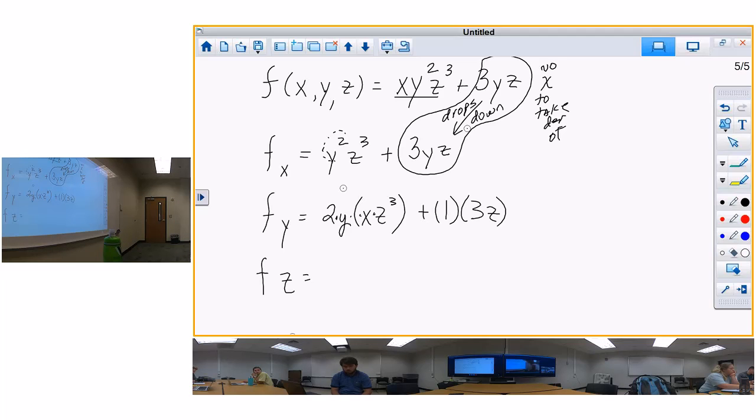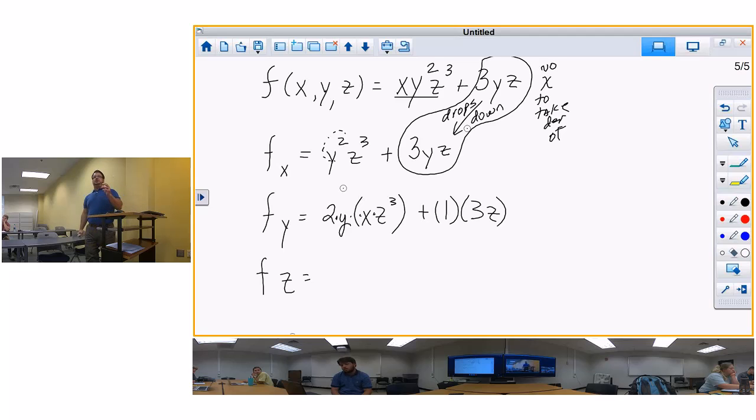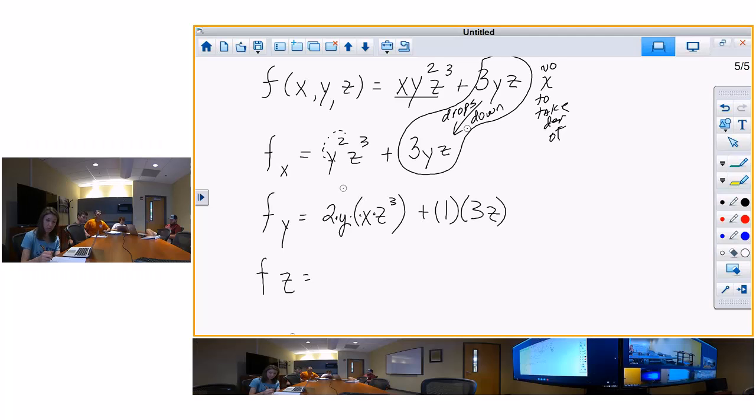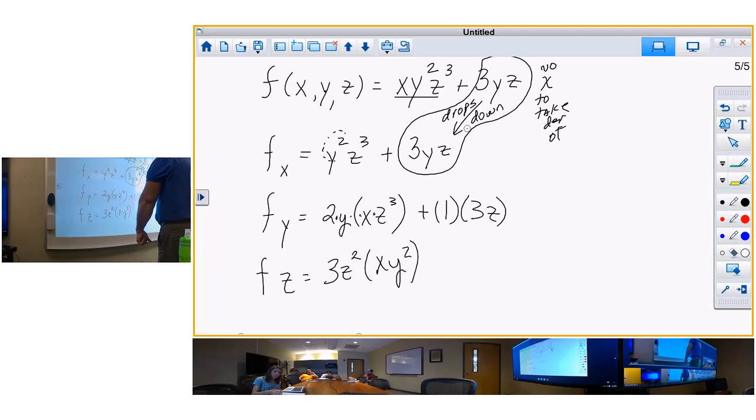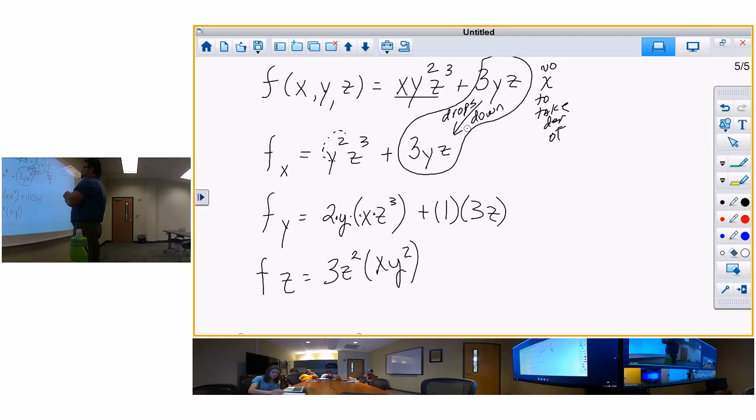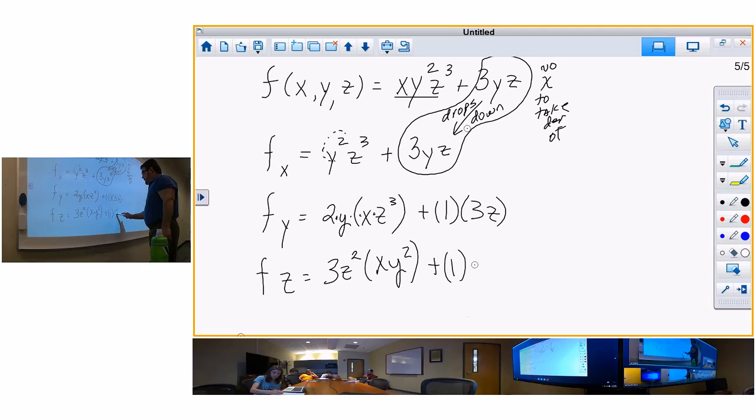All right, what's the derivative of z to the third? 3z squared. And some of y'all are starting to see, take the derivative and then just bring the rest what? Down. Hopefully you're starting to see that. Okay, let's go here. What's the derivative of z? 1. And then 3y comes down.